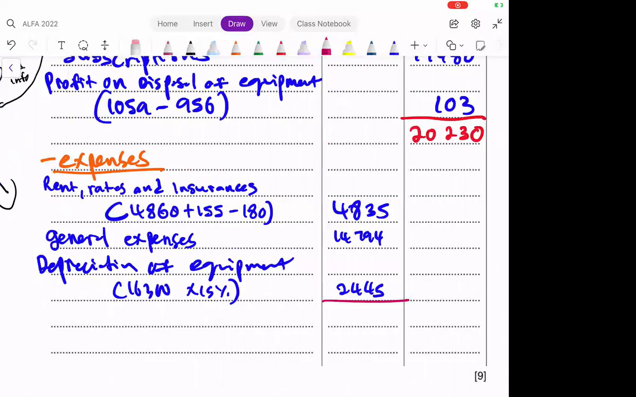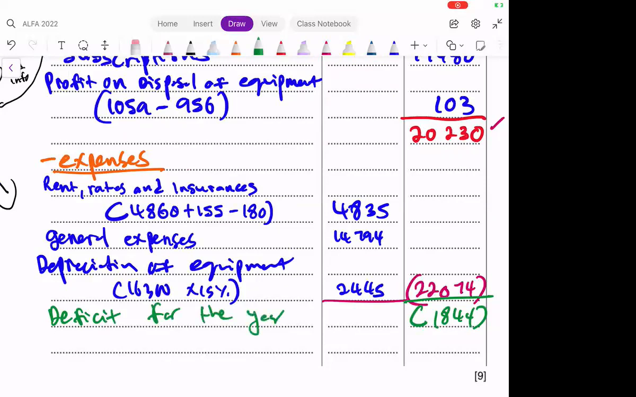You total up this, you get an answer of 22074. 20,230 minus 22,074. You get a negative answer, 1844. If we get a negative answer, then we call that deficit for the year. Negative answer is deficit for the year.